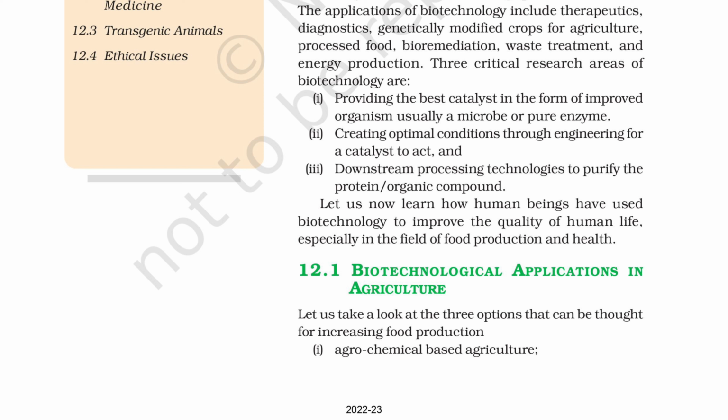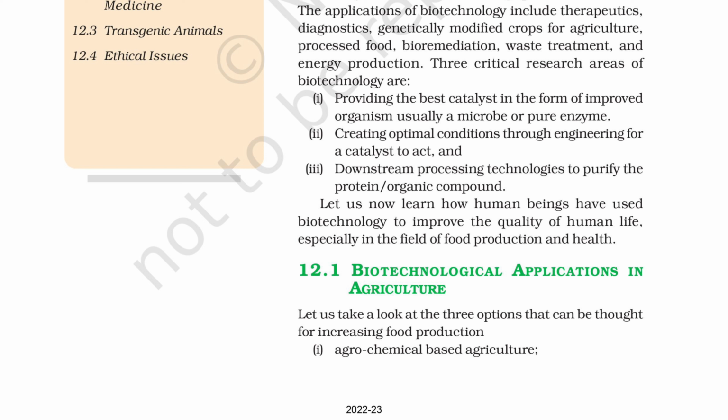Three critical research areas of biotechnology are: 1. Providing the best catalyst in the form of improved organism, usually a microbe or pure enzyme. 2. Creating optimal conditions through engineering for a catalyst to act. And 3. Downstream processing technologies to purify the protein, organic compound. Let us now learn how human beings have used biotechnology to improve the quality of human life, especially in the field of food production and health.